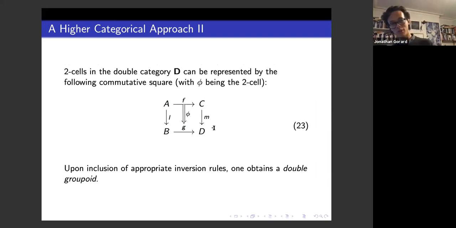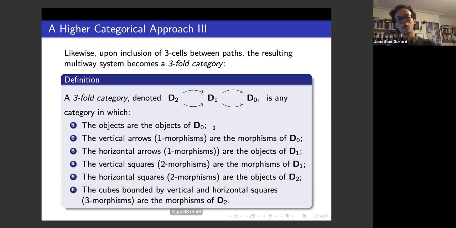And if we also introduce rules that cause all of our rewrite relations to be invertible, so effectively we take our typed hypergraph production and we swap the objects L and R, so we get an inverse rule that, as I mentioned before, gives us this involutive functor, this dagger structure on our multi-way system category. Then if we also include those, we naturally obtain a double groupoid. And we can keep going. We can obtain a 3-fold category if we recursively apply this procedure again.